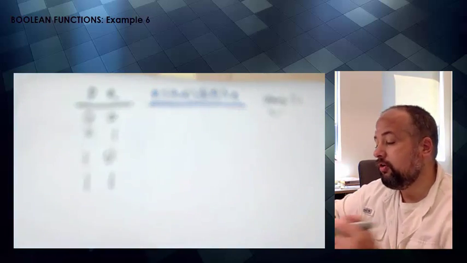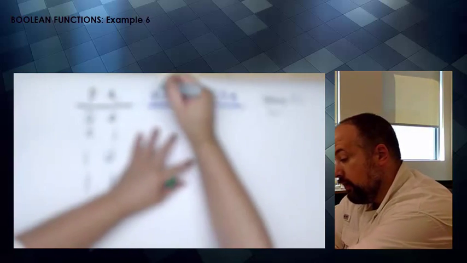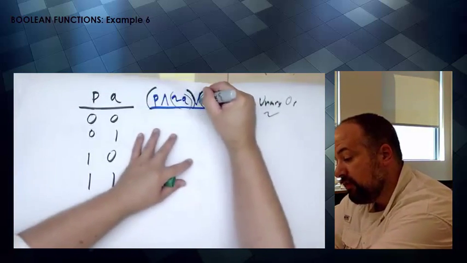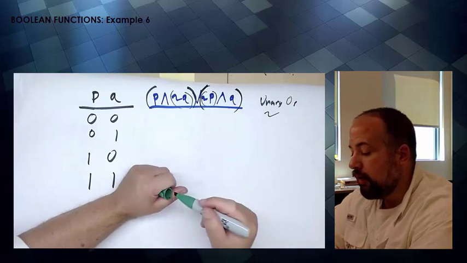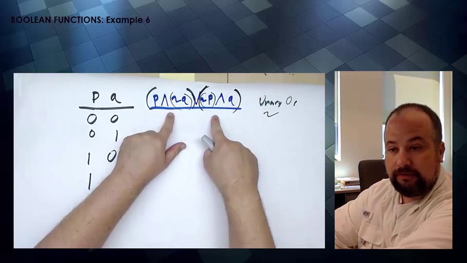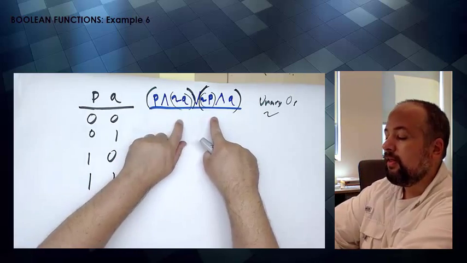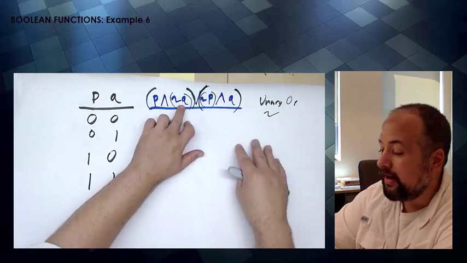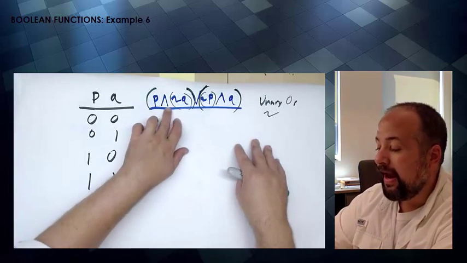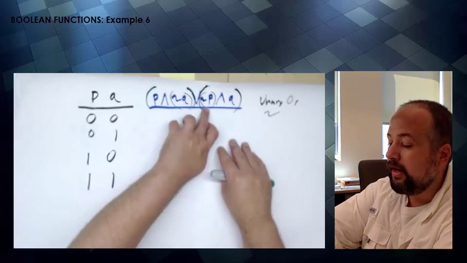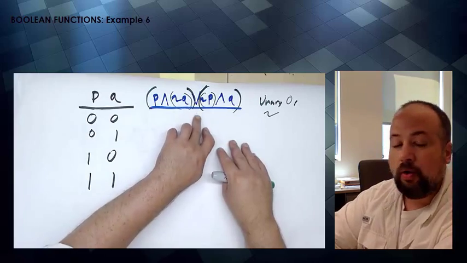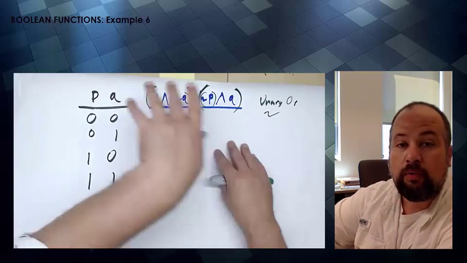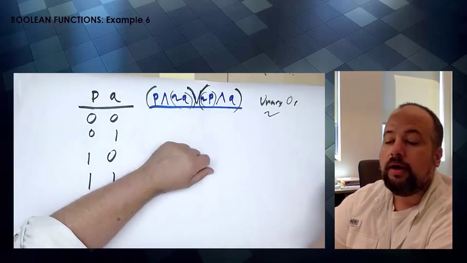So what we should do is put parentheses around those statements, so that there's no question about what order everything happens in. So we negate Q, then we AND it with P. We negate P, we AND it with Q, and then we OR them both together. So we know in what order everything happens here.